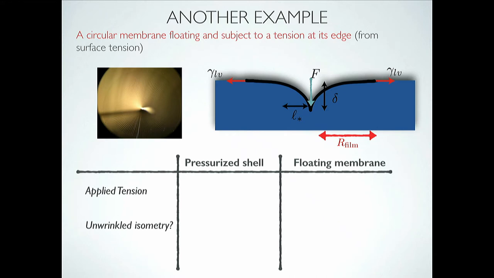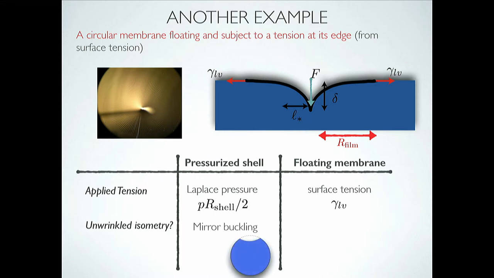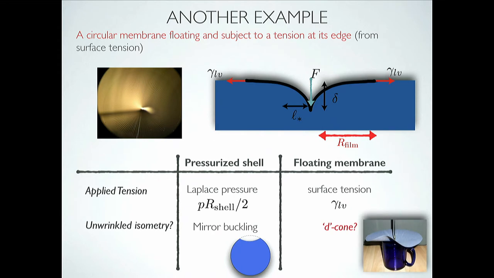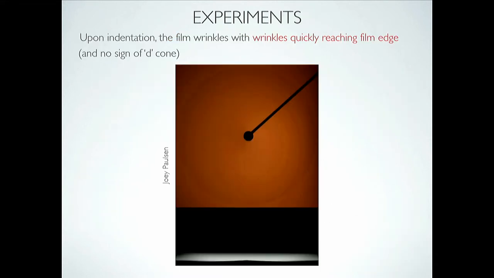And we can sort of do a comparison between the pressurized shell and the floating membrane case. So again, we had a tension because of Laplace pressure. Here we've got a surface tension. In the case of the pressurized shell, we had mirror buckling. For the floating membrane, the only thing I can think of is this d-cone, okay? It might not be relevant, but that's the only thing I can think of.